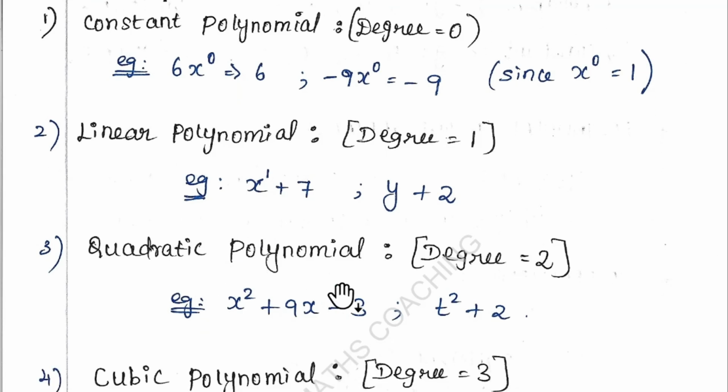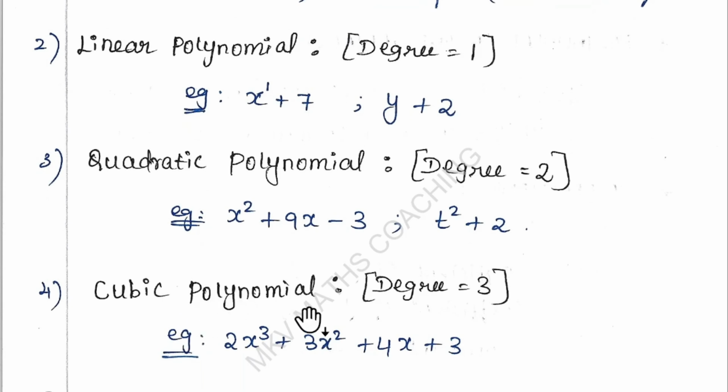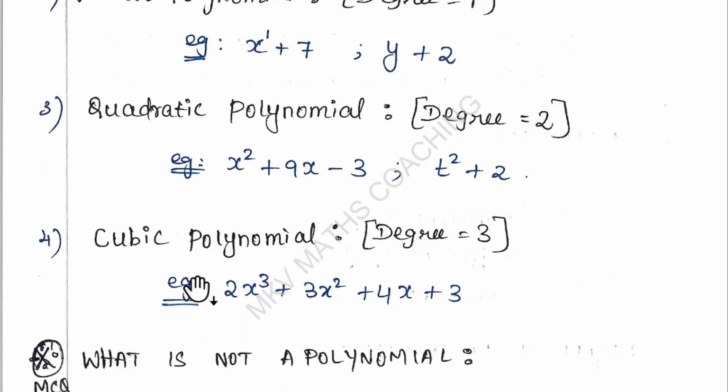And a quadratic polynomial is any polynomial with degree 2. So here the power of the variable is 2. The highest power of the variable is 2. So here the degree is 2. A quadratic polynomial has degree 2. A cubic polynomial has degree 3. The highest power of the variable is 3.